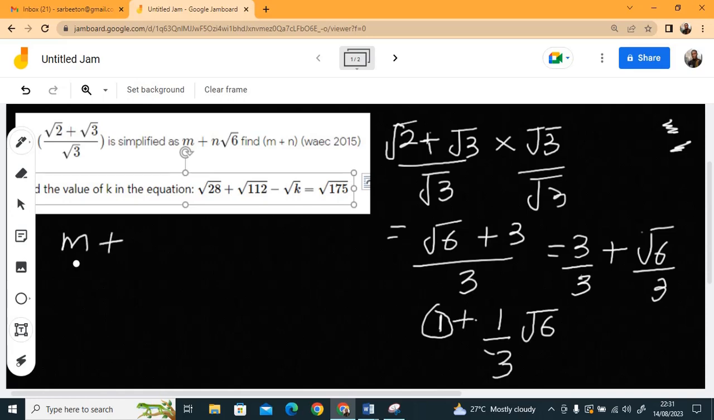will now be equal to 1 plus 1 over 3. So 1 plus 1 over 3, what will it give us? This is over 1. The LCM is 3, and 3 goes into 1 three times. 3 times 1 is 3, plus 3 goes into 3 once. 1 times 1 is 1.